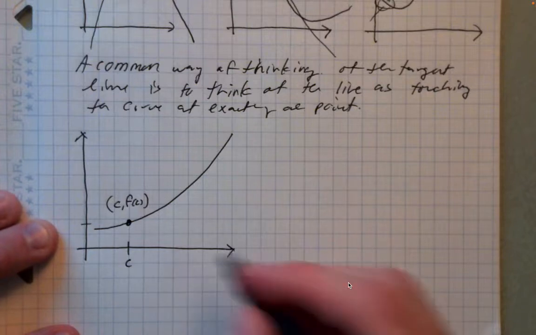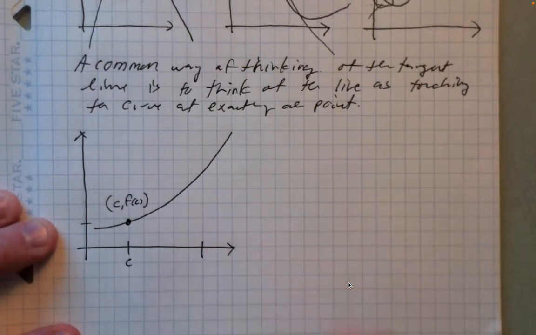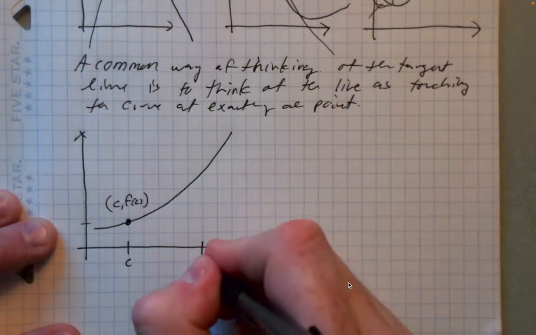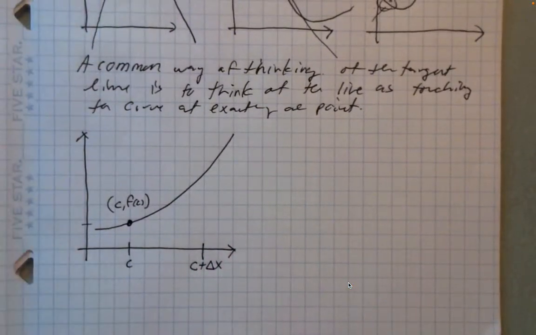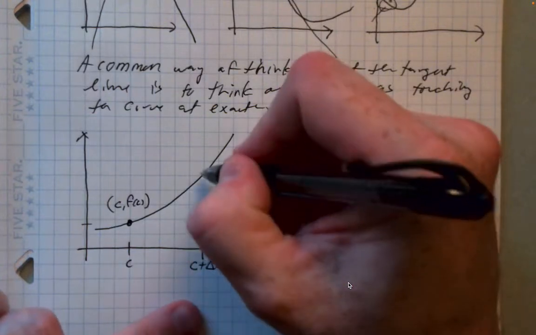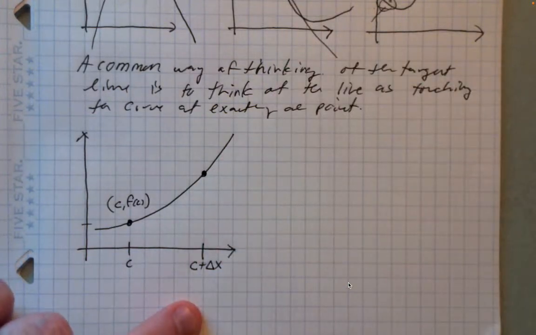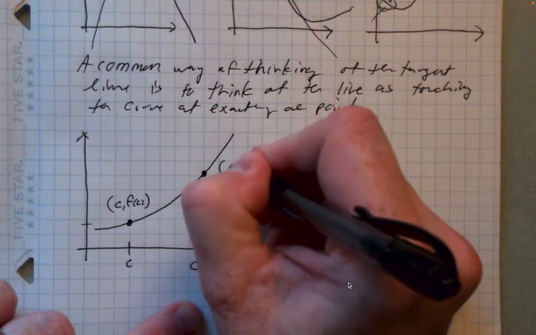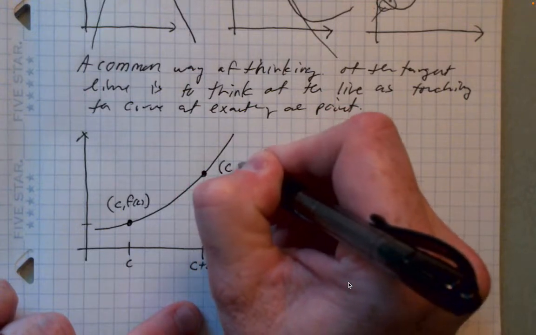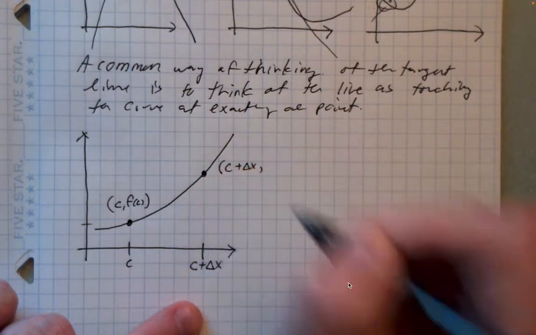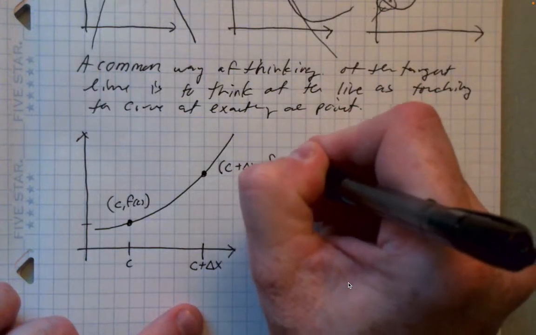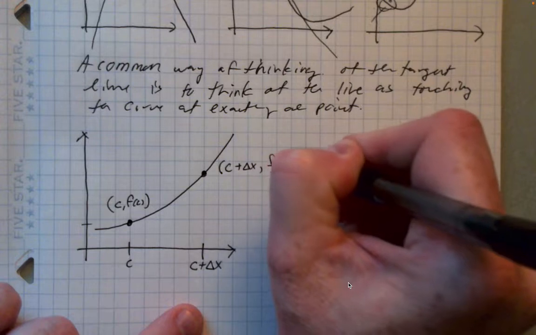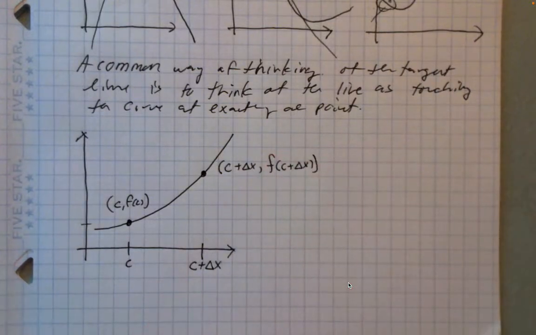And a second point right over here, this is going to be C plus some distance, whatever delta x happens to be. And we're going to have an ordered pair there as well. So this is going to be C plus delta x, that's the x coordinate there, and then of course the vertical distance would be f of C plus delta x, like so.